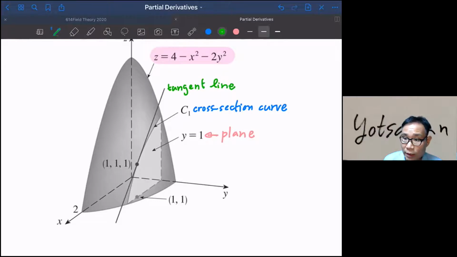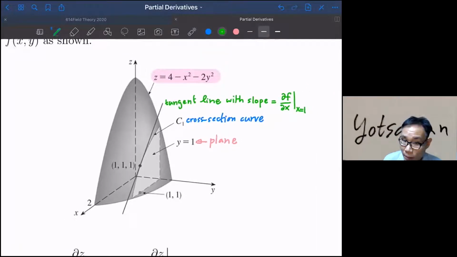And when you have the tangent line, what we had in calculus 1 is that you have to be able to find the slope of this tangent line. The slope will turn out to be the partial derivative at x equals 1, with slope equal to df/dx at x equals 1. So that is the meaning of this tangent line, and the meaning of the partial derivative with respect to x at the point (1, 1).